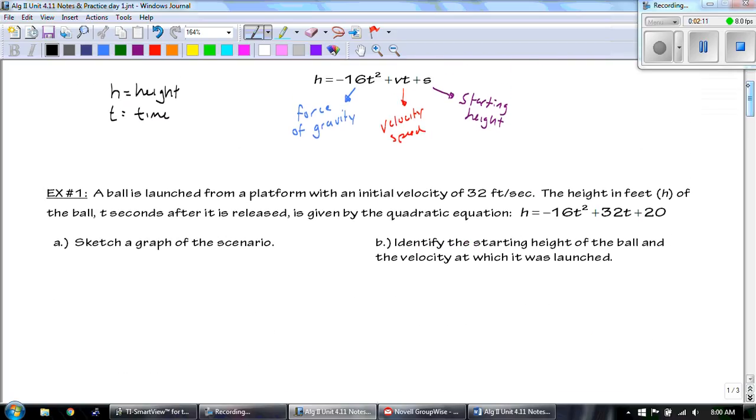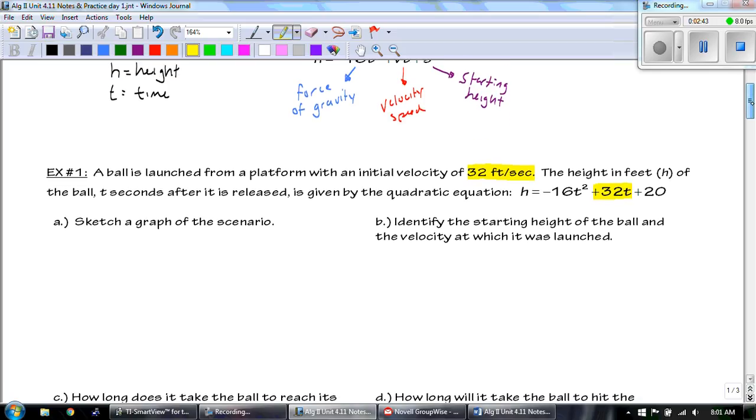It says that a ball is launched from a platform with an initial velocity of 32 feet per second. If you look at the equation, there it is. The height in feet of the ball, h, t seconds after it's released, is given by the quadratic equation h equals negative 16t squared plus 32t plus 20. Now, the first thing they want us to do is to sketch a graph of the scenario.